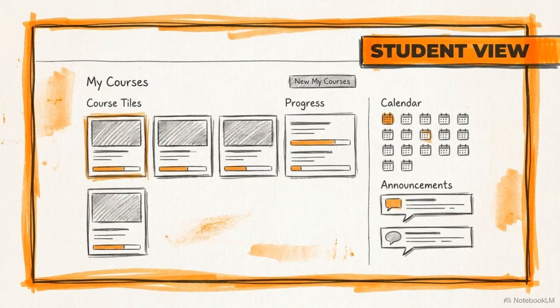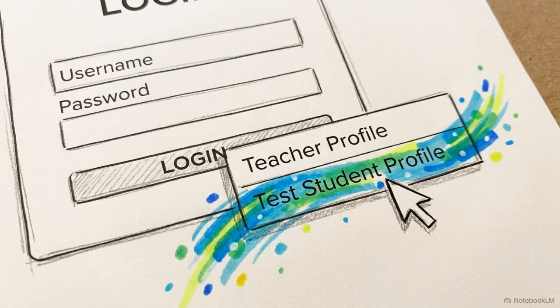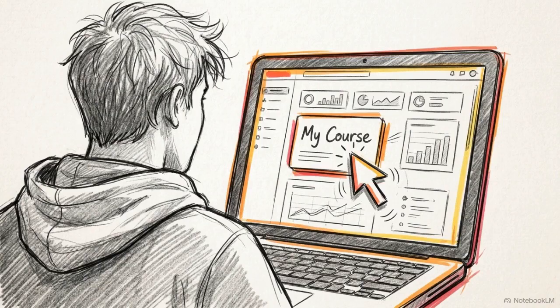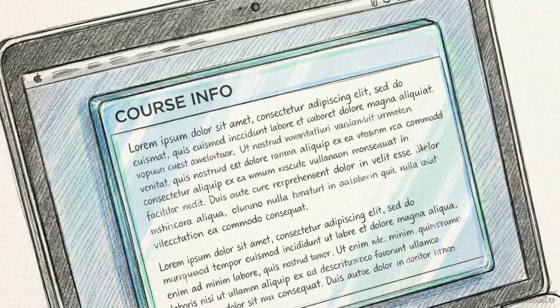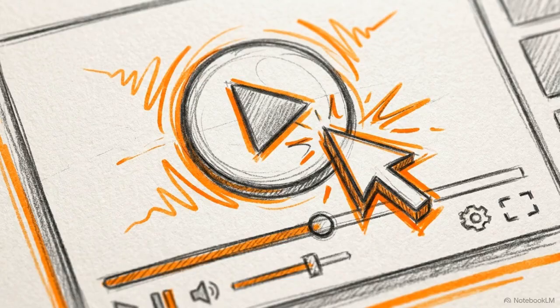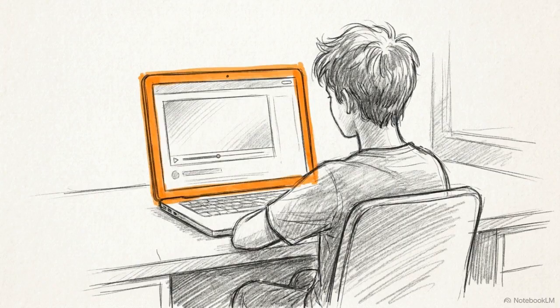Notice the prominent Student View indicator highlighted on this course dashboard mockup. We are shifting perspectives. Log out of your professor profile and log back in using your secondary test student account. Navigate your course from the student's chair. Read the course info screen. Play the main video, check the notes, and evaluate how the material presents itself to a new learner.